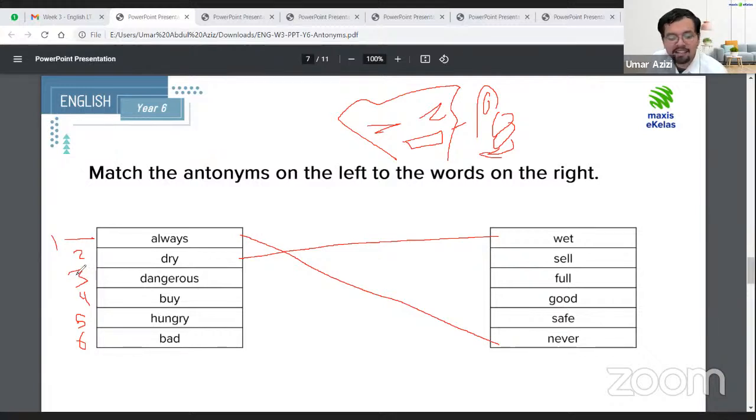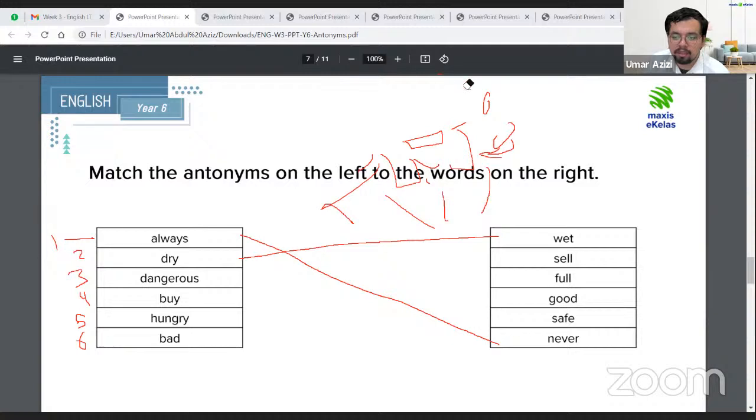Dangerous, dangerous. The word is dangerous. What is the opposite of the word dangerous? Okay. So what is the opposite of the word dangerous? Waiting for students to answer after teacher reset.